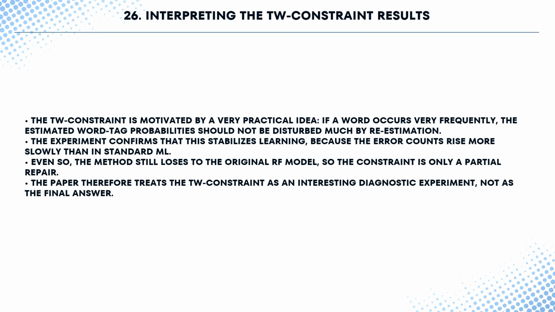Let's understand why this constraint works partially. First point states that frequent words have reliable statistics, so their probabilities should not be disturbed much. Second point explains error increases more slowly. This confirms constraint is effective in stabilizing the model. This is still worse than RF baseline, so even with constraint, ML cannot outperform supervised learning. This is a diagnostic experiment, meaning it helps us understand the problem, but it is not a final solution. So, constraints improve ML slightly, but do not change the overall conclusion of the paper.